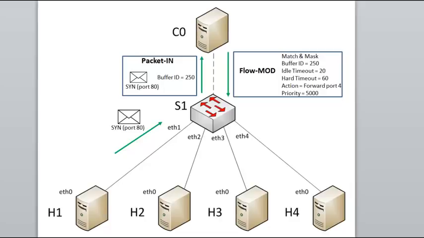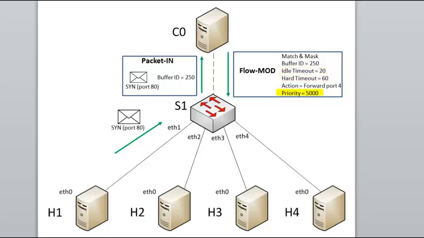Timeouts. We can see in the flow modification message two kinds of timeouts. The timeouts tell the switch how long to cache a flow entry. So in this example, we have an idle timeout of 20 and a hard timeout of 60. The idle timeout of 20 means if there are no matching HTTP requests for 20 seconds, remove this flow entry. The hard timeout of 60 means after 60 seconds, no matter if there are live matching packets or not, no matter what, remove this flow entry.